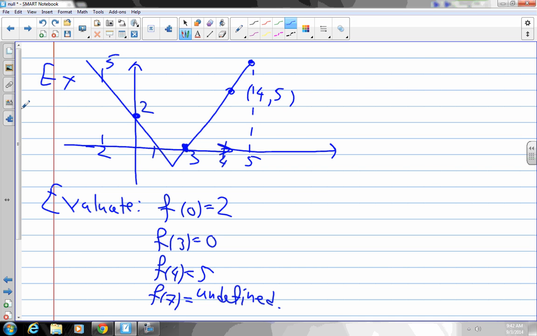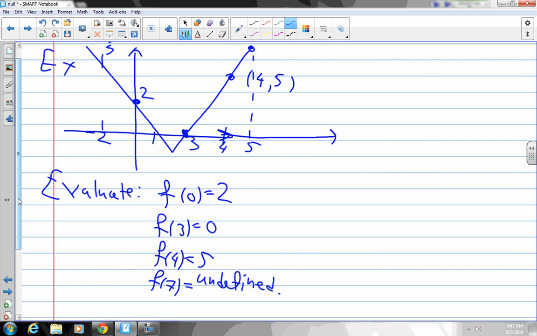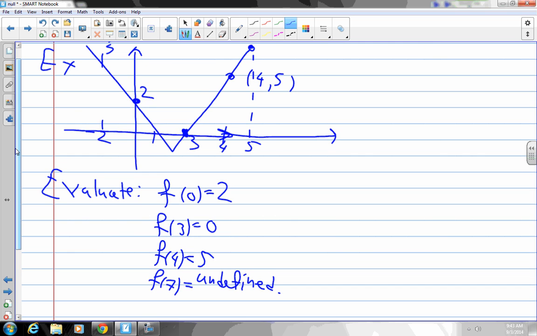All right? Does that make sense? How you can go from a graph and you can read the values of the function by looking at the graph. Okay. So any questions so far? Does that make sense? Did it make sense? Nick? Make sense? All right.